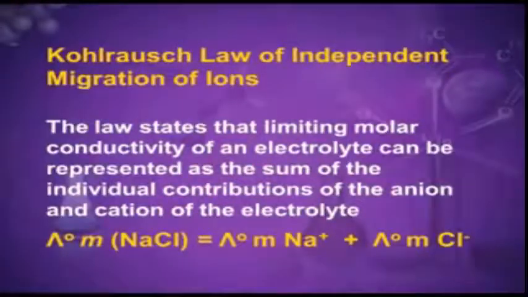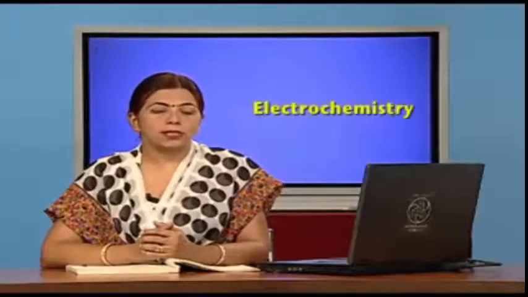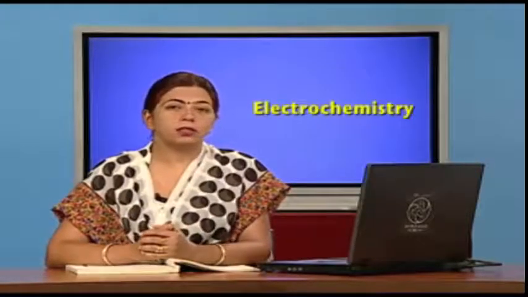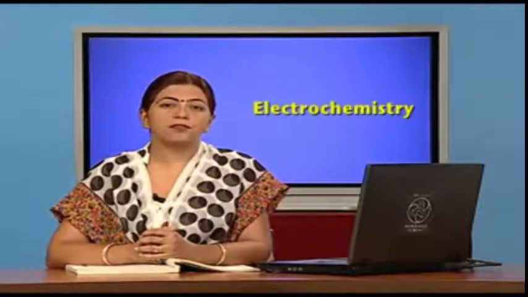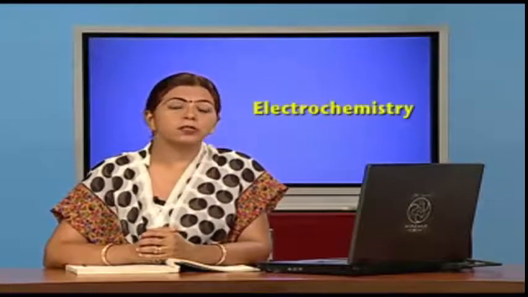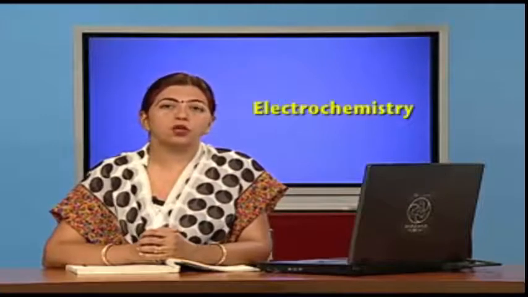Then what is the method by which we can find out the lambda m value for weak electrolytes? That is Kohlrausch's law. Let me explain what Kohlrausch's law is: Kohlrausch's law of independent migration of ions. The scientist Kohlrausch observed that ions have a definite and independent contribution towards molar conductance.